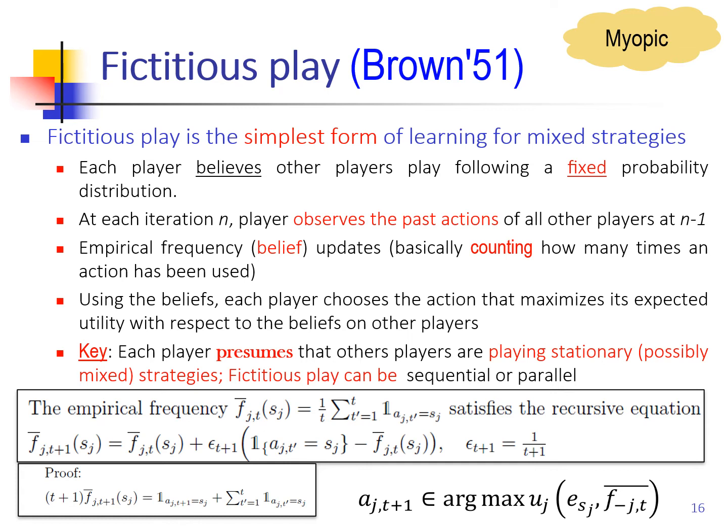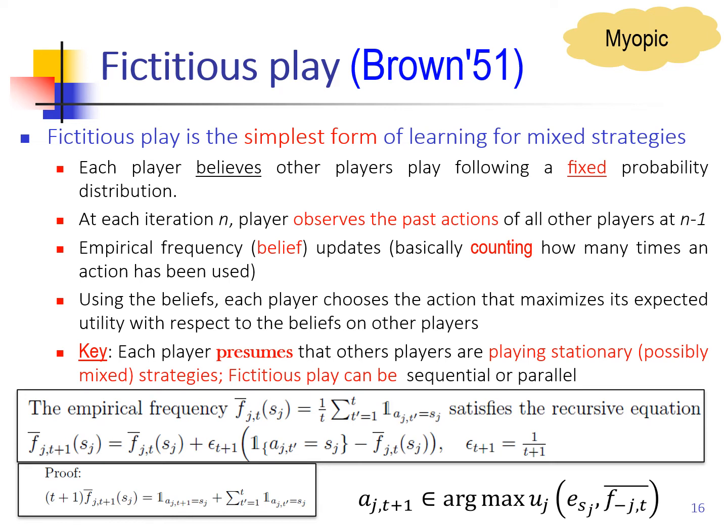Now, because we want to implement this algorithm recursively or iteratively, we can write this down. So f bar j at time t plus 1 is equal to f bar j t, plus something. And this something corresponds to epsilon, which is a kind of learning rate, times the indicator that the player is taking strategy s j, minus f bar, the empirical frequency at time t.